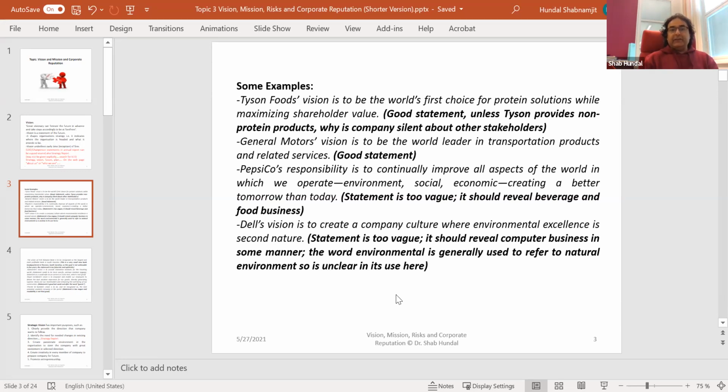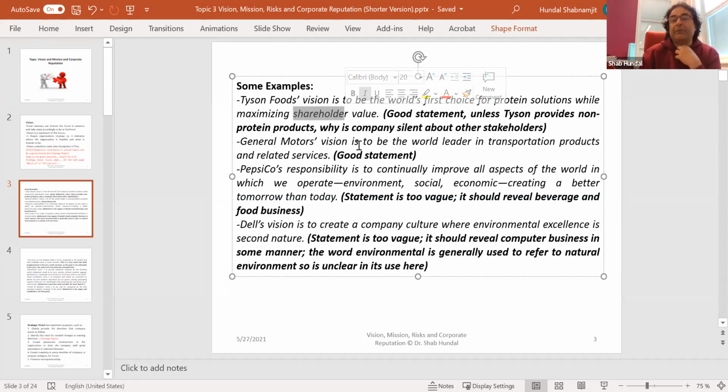Then General Motors says that the vision is to be the world leader in transportation products and related services. Well, it's very sharp, very clean, and by the way, the vision statement is not very massive. You might find two or three sentences. Here I was a bit critical because I underlined two words: protein and shareholders. Something really surprised me: why are they only concerned about the shareholders alone? I have no problem if they are looking after the interest of the shareholder, but what I'm worried about is that by naming shareholders explicitly, they are ignoring the other stakeholders. What the company could have done is not mention shareholders at all.